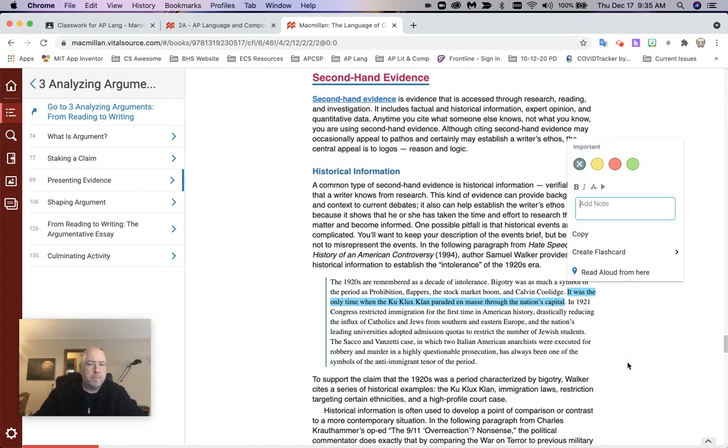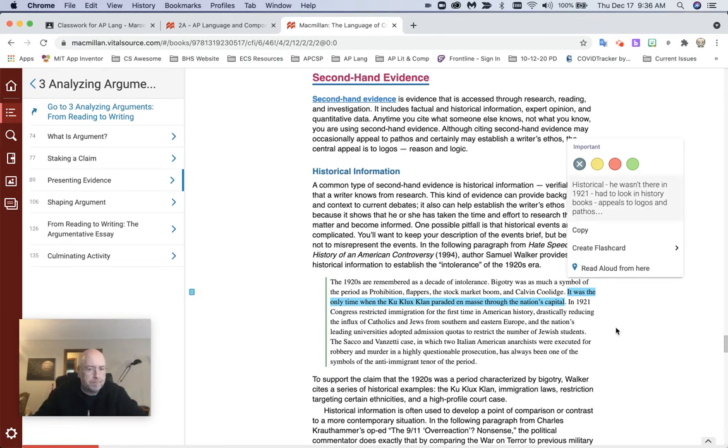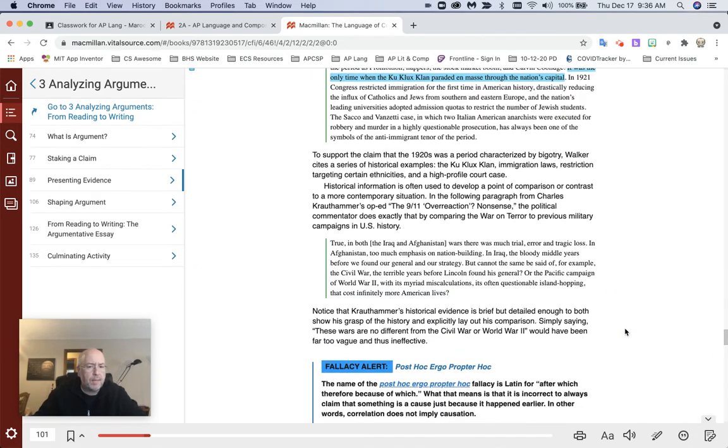So historical, he wasn't there in 1921, had to look in history books. So appeals to logos and pathos, blah, blah, blah. And I can put in some notes on that, right? That's an example on that.